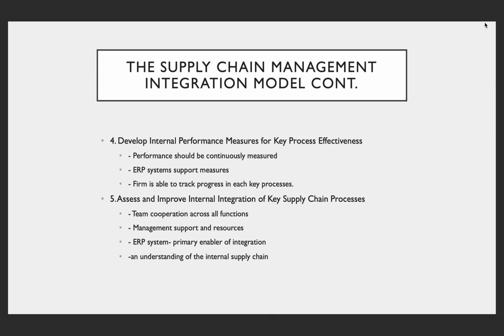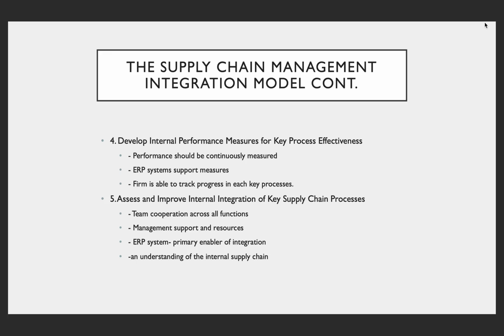Four, we have to develop internal performance measures for key process effectiveness. So firms need to eliminate poor performing suppliers as well as unprofitable customers while concentrating efforts on developing those key relationships. This is focused on internal performance, so it should be continuously measured. It's important to find a system that works with the ERP system to support these measures, and the firm is able to track progress in each key process. Tracking performance measures is so important for companies to consider what's working and what's not working.